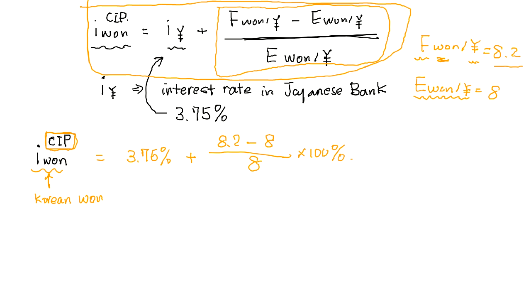Right, so if you calculate it out, this is equal to 3.75% plus 0.2 divided by 8. That's equal to 2.5%. Right? So that's equal to 6.25%.